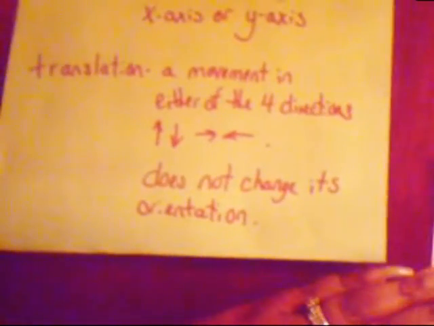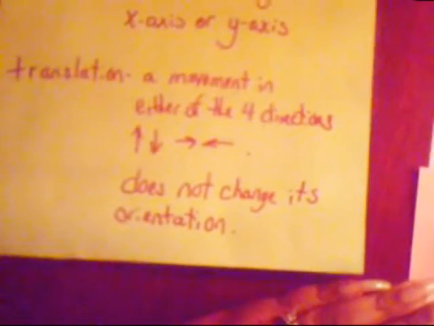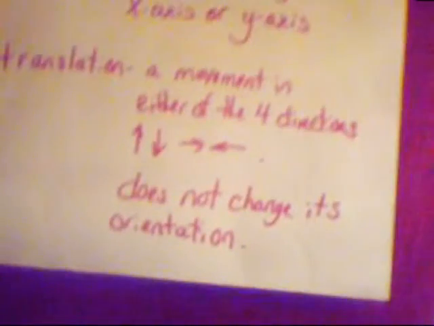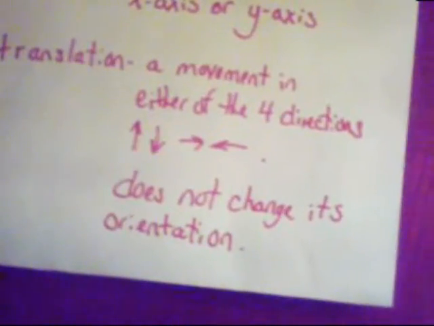Guys, the last type of transformation is a translation. And remember that a translation is the only transformation that does not change its orientation. So what's going to happen is this rectangle just slides. This would be up and down. See how it would be moving up and down against the y-axis. This would be left and right, so it would be moving left and right along the x-axis. So it's just a slide, but the rectangle never turns, which means it does not change its orientation.